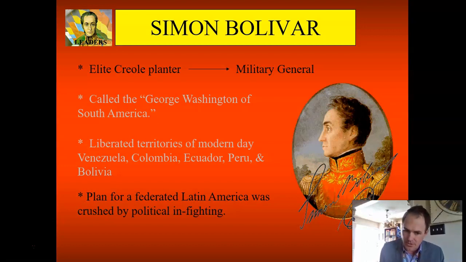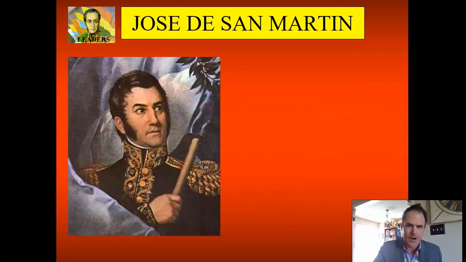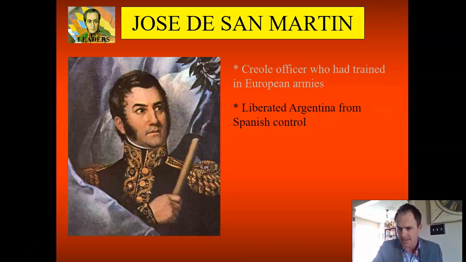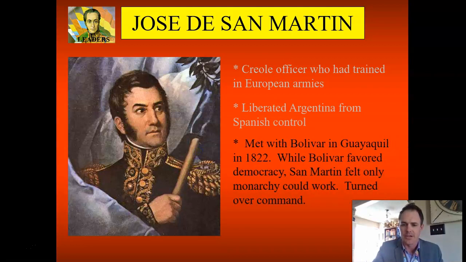That plan for Latin America is crushed by infighting. Basically, people couldn't agree about how that plan would work. And so very quickly, these territories become independent nation states. All right. At the same time that he's fighting for the liberation of Venezuela and places like that, another Creole who had trained in European armies, Jose de San Martin, is fighting, liberating Argentina from Spanish control, and they worked together at times, but they are also in different parts of Latin America.